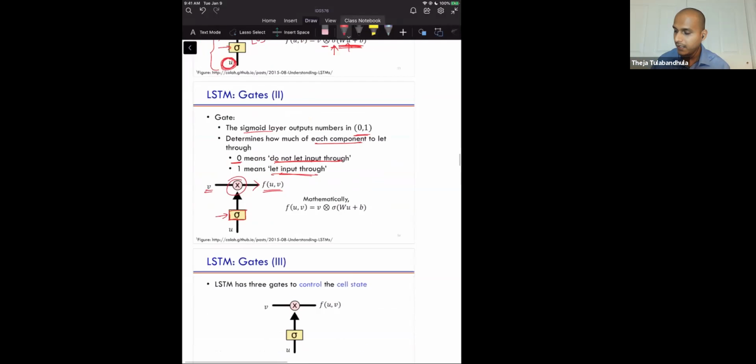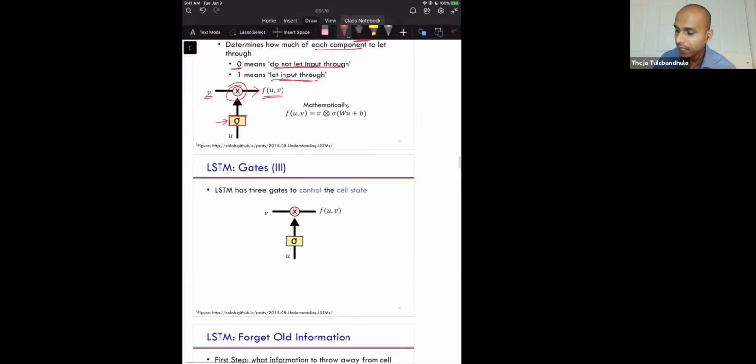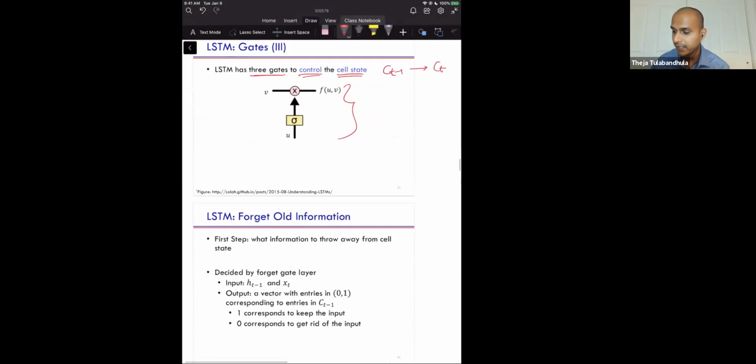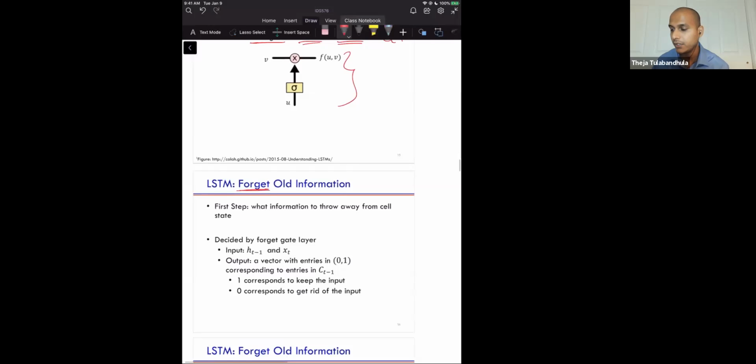Okay, so LSTM has a total of 3 such gates to control the cell state. So going from C t minus 1 to C t, we have 3 gates. And there's some interpretation that we've been given about what these gates control. The first is the notion of forgetting. You want to forget old information. So C t minus 1 is the old information, the old cell state, and you want to get to C t. You want to forget some parts of the old cell state.